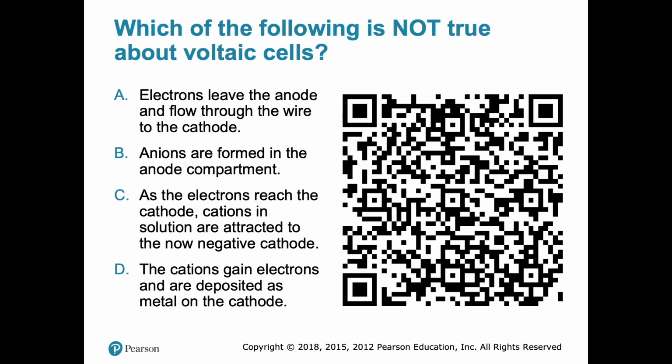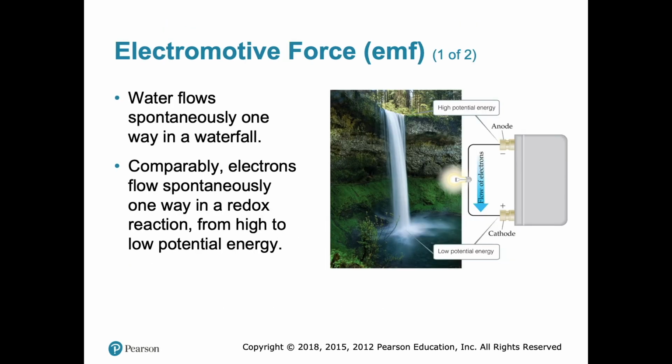Most of you got that one right. Good job, you paid attention to my lecture. In fact, anions are not formed in the anode compartment. What's actually formed in the anode compartment? Cations, exactly. See, electrochemistry is so easy compared to everything else. I'm running out of excitement for it, but it's so easy.